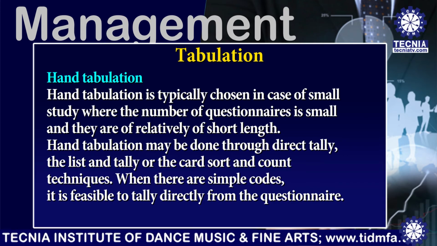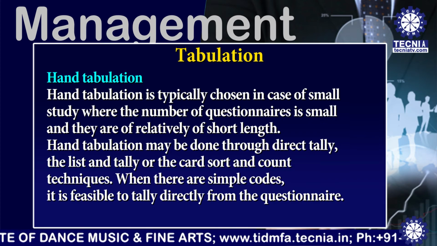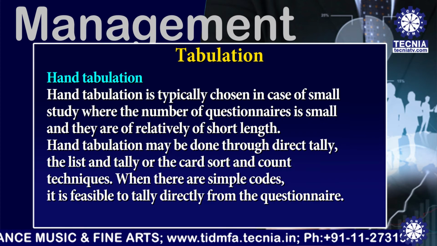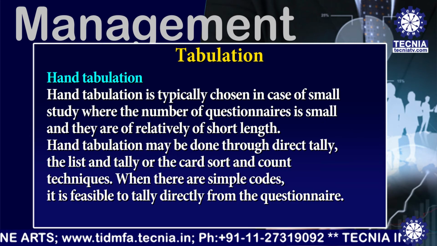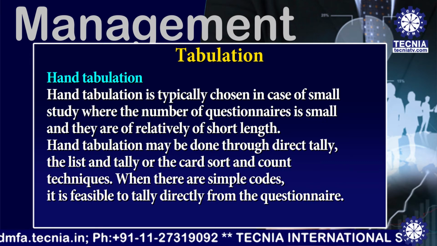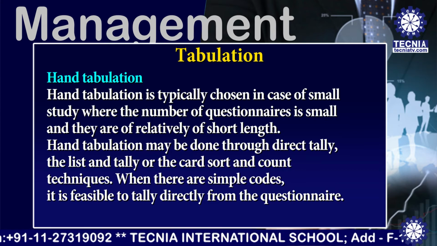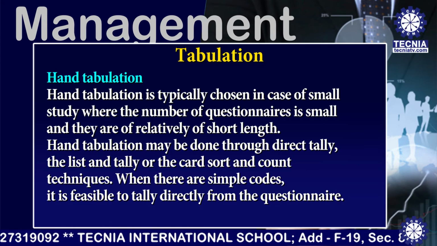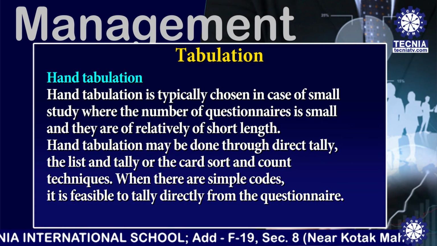Hand tabulation is typically chosen in case of a small study where the number of questionnaires is small and they are relatively of short length. Hand tabulation may be done through direct tally, the list and tally, or the card sort and count techniques. When there are simple codes, it is feasible to tally directly from the questionnaire.